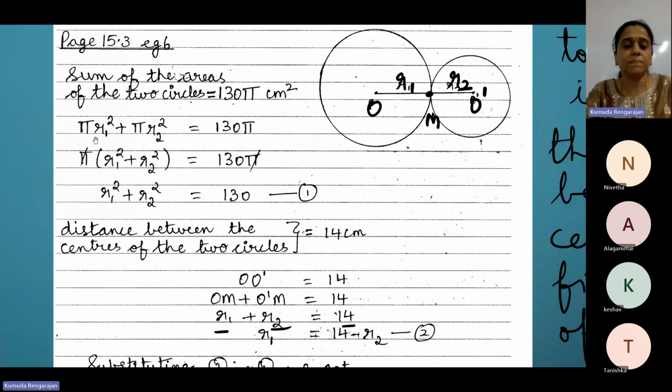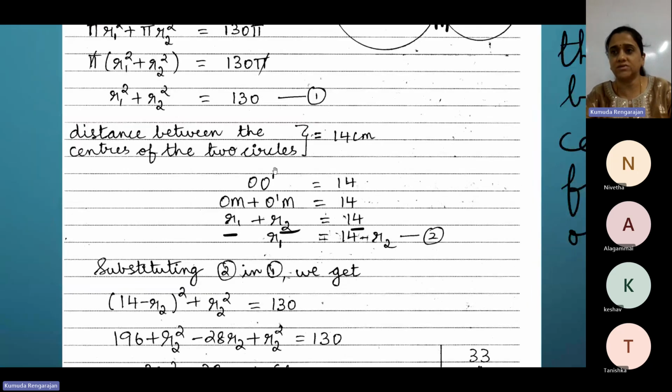Since the sum of the areas of the two circles is 130 pi, pi r1 square plus pi r2 square is equal to 130 pi. Take out pi common and pi gets cancelled on both the sides. So we have r1 square plus r2 square is equal to 130. That's one equation. And then the distance between their centers, O O dash, is 14, or r1 plus r2 is 14.